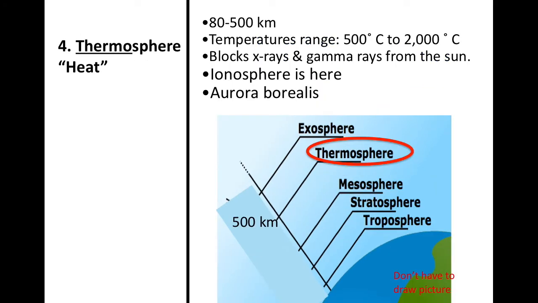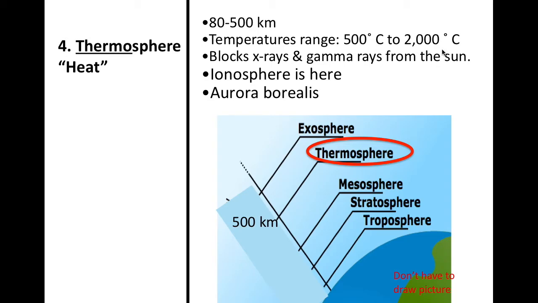Thermosphere is the fourth layer that is located 80 to 500 kilometers above the Earth. Thermo stands for heat, and you've probably even heard thermometer before, which is a device that we use in order to take the temperature of our body. Thermo means that there's a lot of heat happening inside this layer. So the temperatures can range anywhere from 500 degrees Celsius to 2,000 degrees Celsius.